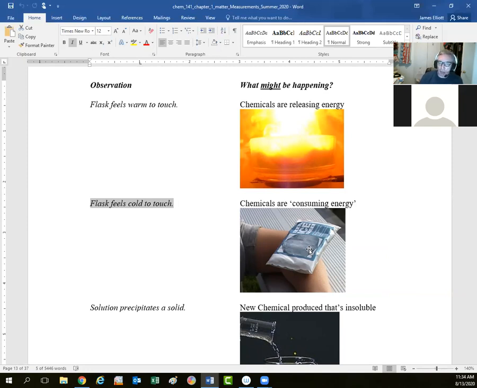Like we were talking about with the three states of matter, the energy of the molecules is very closely related to the temperature. As temperature rises, they have more kinetic energy. As temperature drops, they have less energy. And so a reaction which is consuming energy means that there's less energy in the surrounding environment. And so that feels colder. We often see these kind of things with ice packs for injuries, sports injuries.